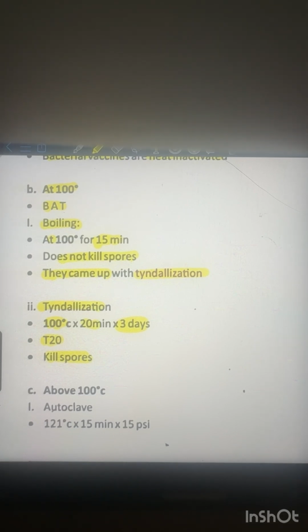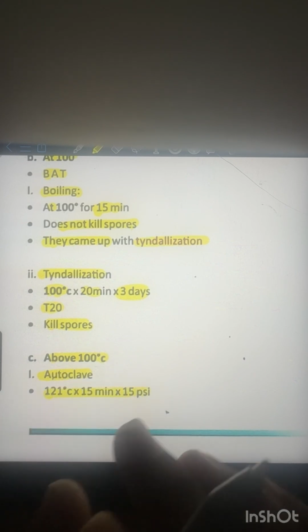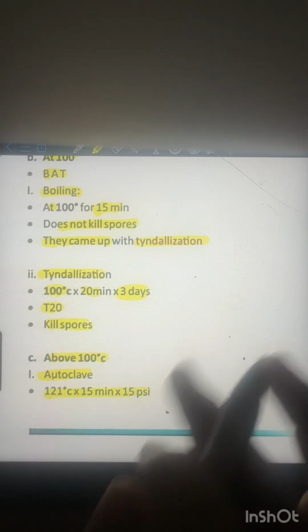Tyndallization is 120, 120, 120, and that is going to kill the spores, and that is why it's better to boil it. Now we come to above 100 degrees. A for A: above 100 degrees, we have the autoclave. And autoclave, how much above 100 degrees? Remember, 121 degrees centigrade is going to be considered for 15 minutes at 15 psi.